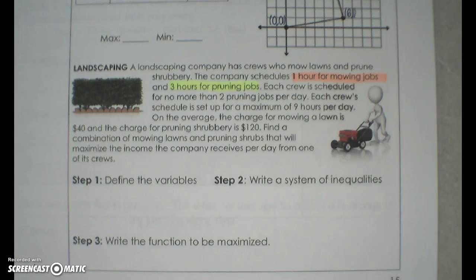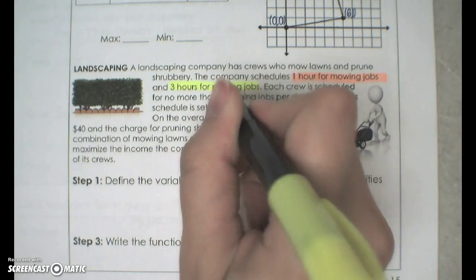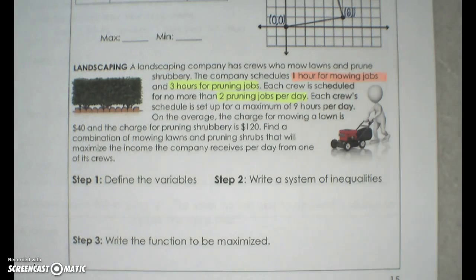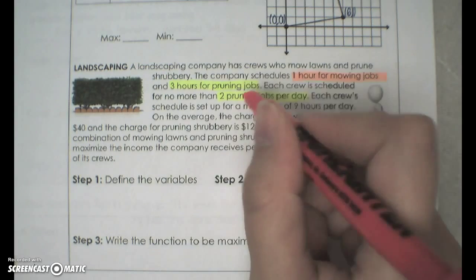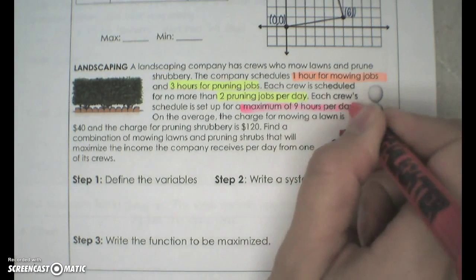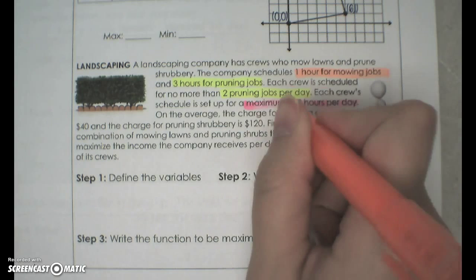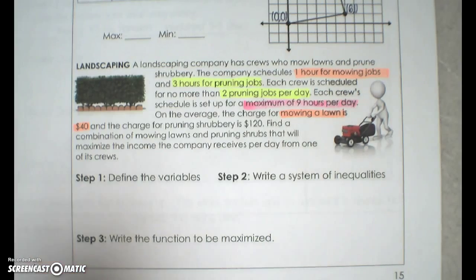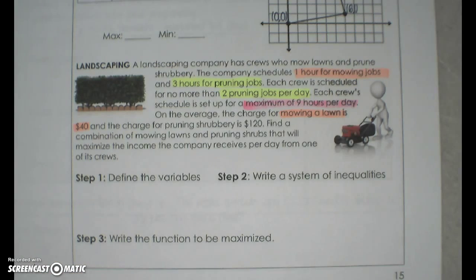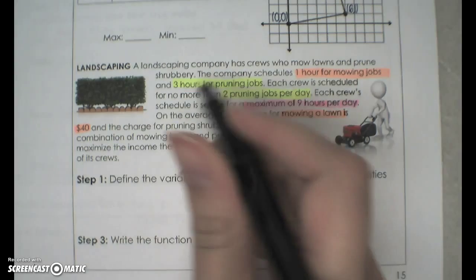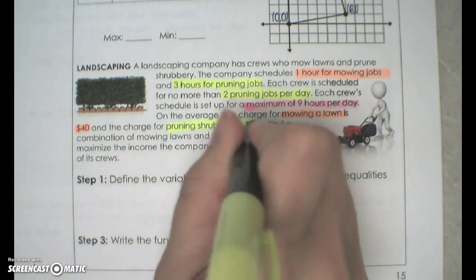And each crew is scheduled for no more than 2 pruning jobs. So I'm going to keep that the same color as my pruning jobs up there. And they can't be scheduled for more than 9 hours per day. That's the maximum. That's a lot of hard work. The next thing is going to be how much money. So mowing lawns is 40. I'm going to keep that the same color as the mowing up here. And then we have how much pruning they charge for that.